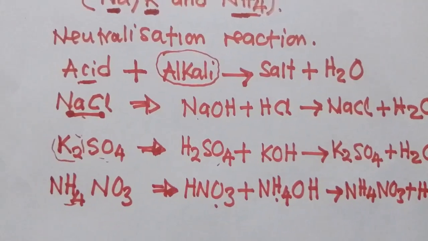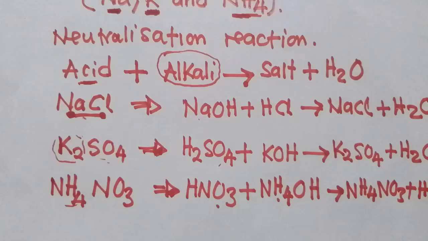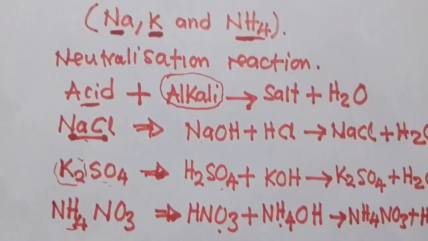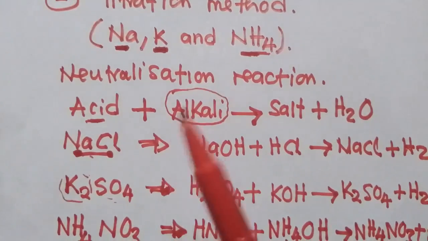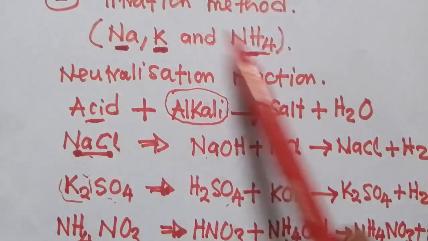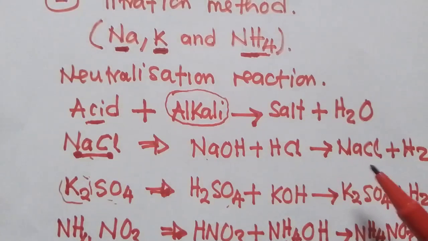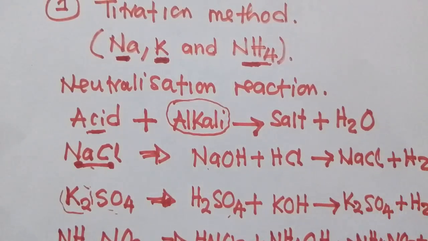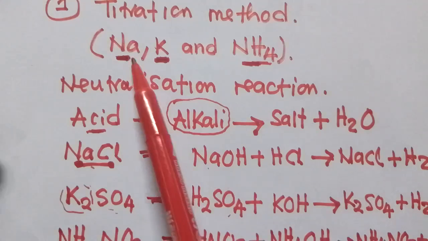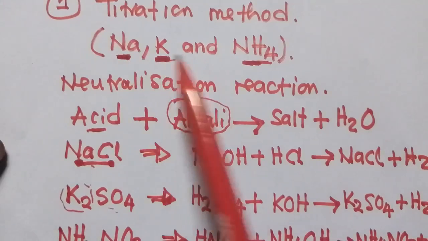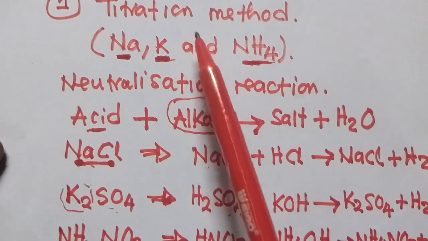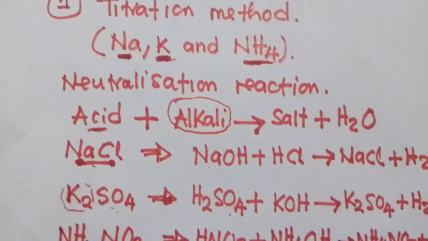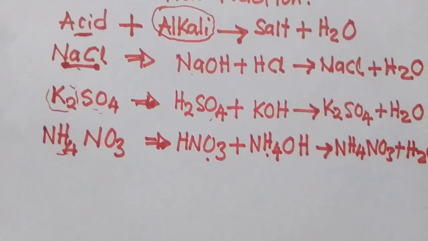So all these reactions which I've written here can be prepared by using titration. Of these salts, we've got quite a lot of them. As long as there is sodium, potassium, or ammonium, you can use titration to prepare them. Then let us look at another method.